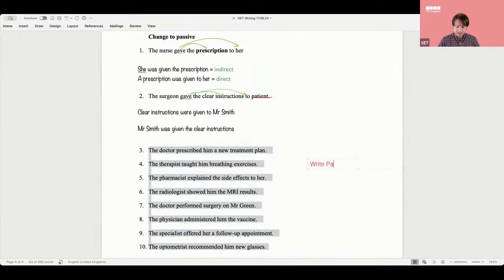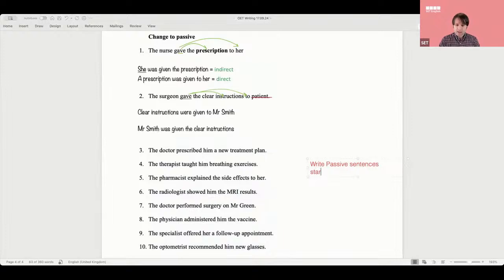Write passive sentences starting with direct or indirect object. You choose. Okay, off you go. And be careful. Remember, the verb has to fit with both of them. That's the problem. That's the issue. I'll be reading your sentences, guys. So start writing as soon as you can, okay?